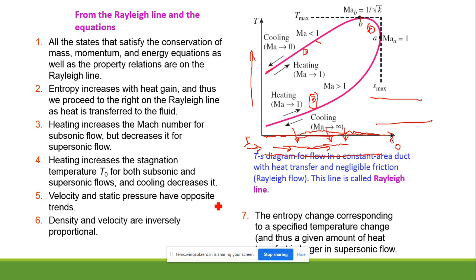So another condition is, first we are adding heat to the pipe. Secondly, when we are cooling the gas in subsonic flow, the Mach number will decrease. That means the velocity of the flow gets reduced. But for supersonic flow, when we are cooling the gas, automatically the flow velocity will get increased. That means the Mach number gets increased.